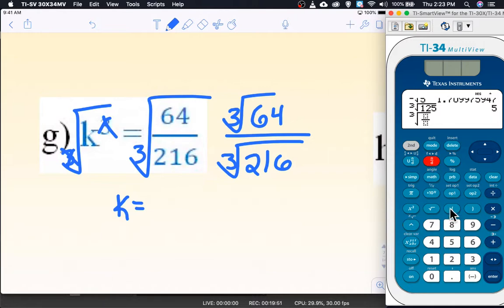Put a fraction in there. Do 64 over 216, which I'm actually okay with you doing. You should be able to do it. You're going to get that.